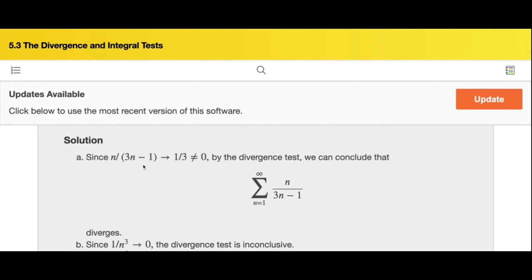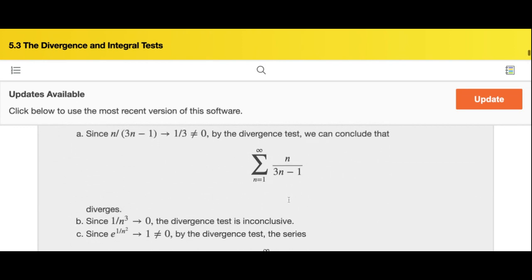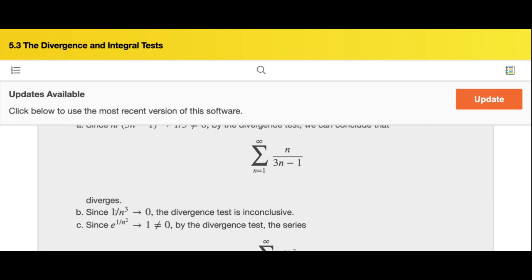So since n over 3n minus 1 approaches 1/3, not equal to 0, by the divergence test, we conclude this series diverges. Since 1 over n cubed approaches 0 when n approaches infinity, okay, so only by this, we cannot conclude. But in the future, we will talk about P series.